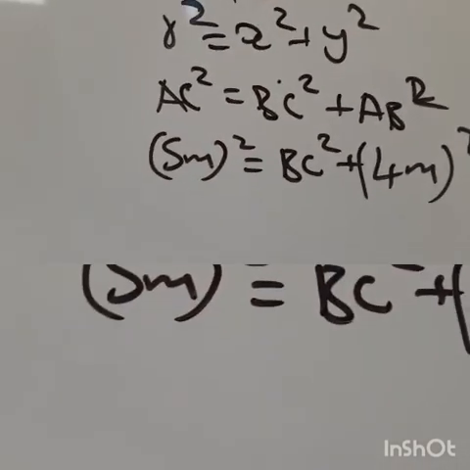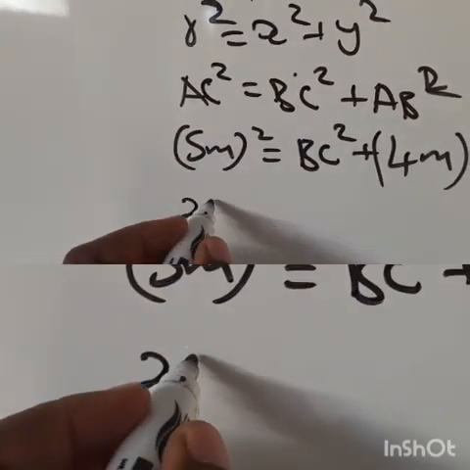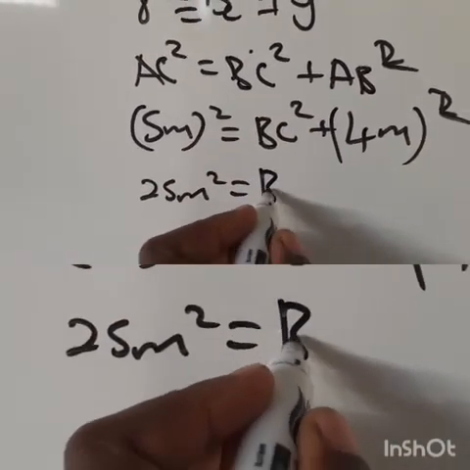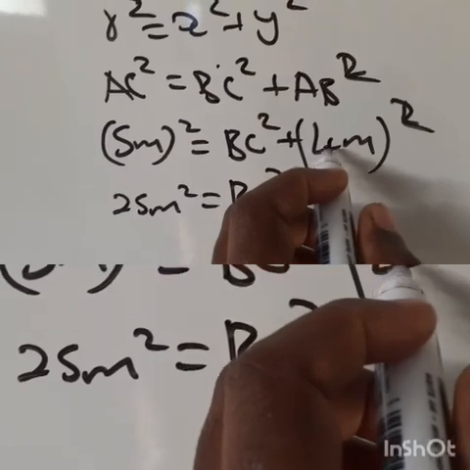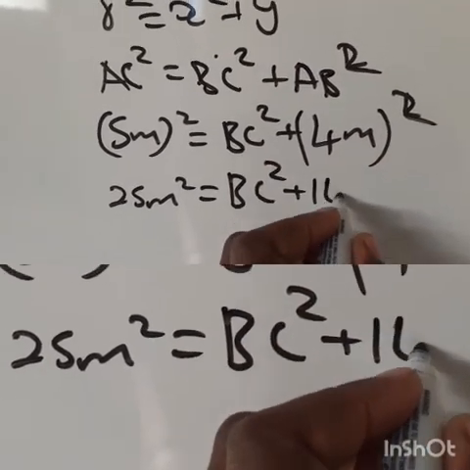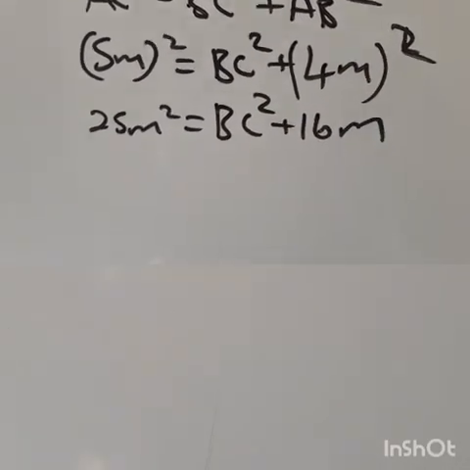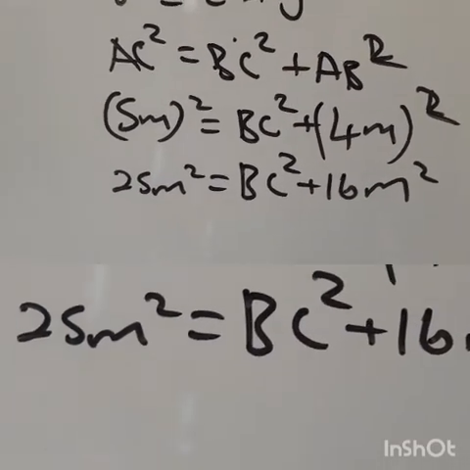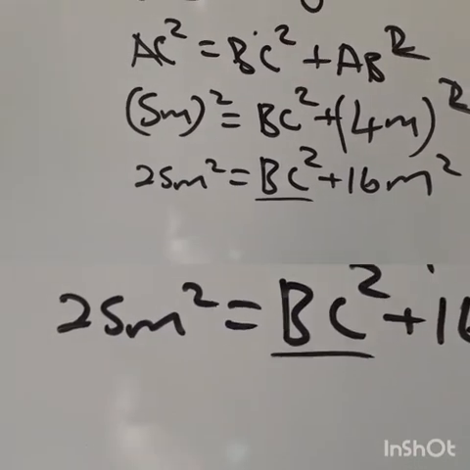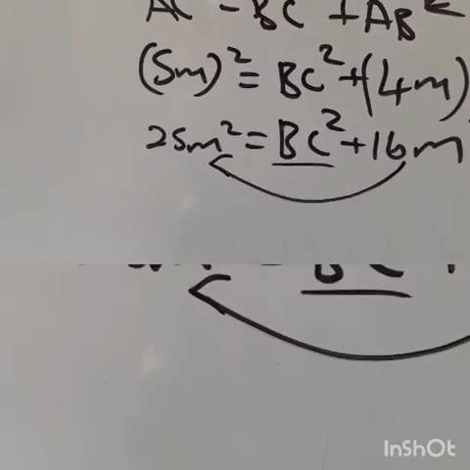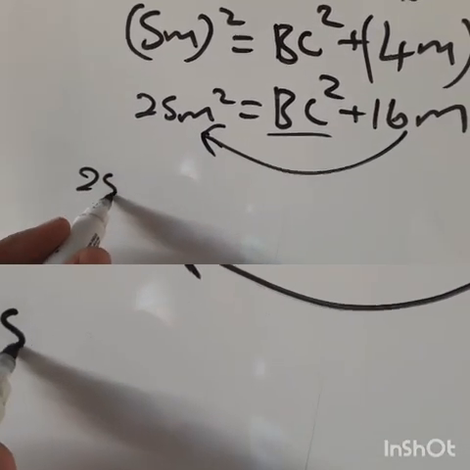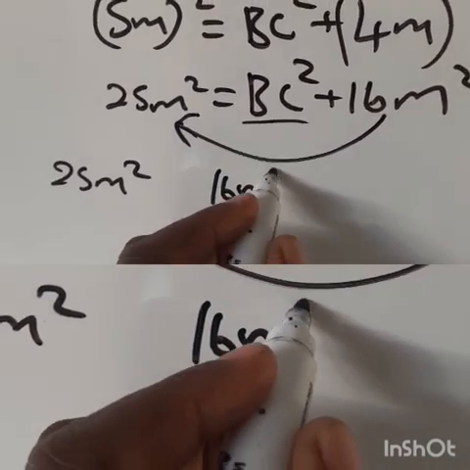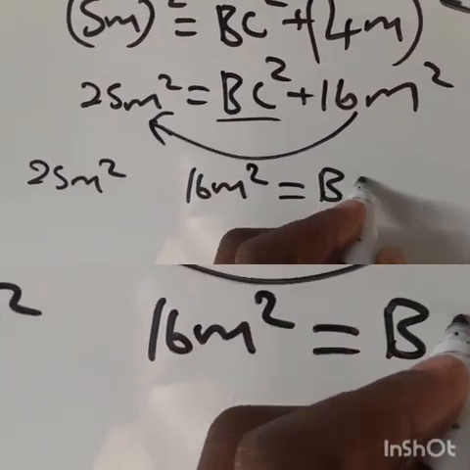Okay, now I can solve this one. 5 squared is 25 m squared. I have BC squared plus the 4 squared, which is 16 m squared. Now I have to transpose. Remember, alphabets must remain on one side. It means I'm going to move this one this side. So I have 25 meters squared. This one comes this side, 16 meters squared, is equal to BC squared.